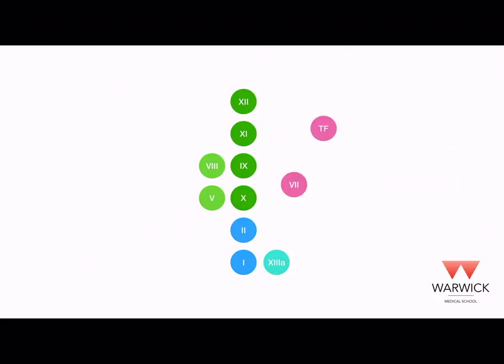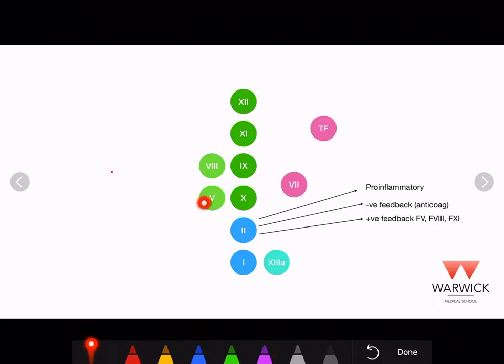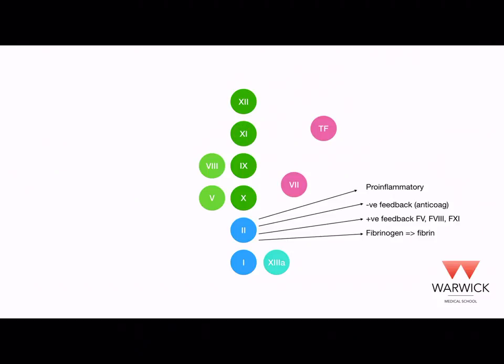Dead easy. So here's a quick summary. So thrombin has 4 functions. It's pro-inflammatory, negative feedback eventually, positive feedback to the cofactors, which are factor 5, factor 8, and factor 11. And then it cleaves fibrinogen into fibrin. So thrombin has those 4 functions.